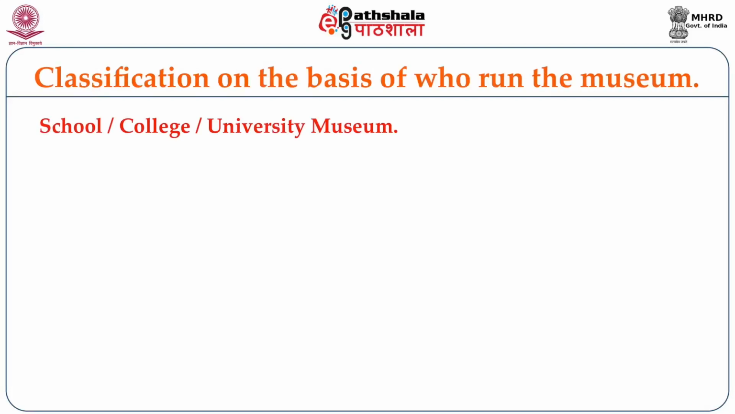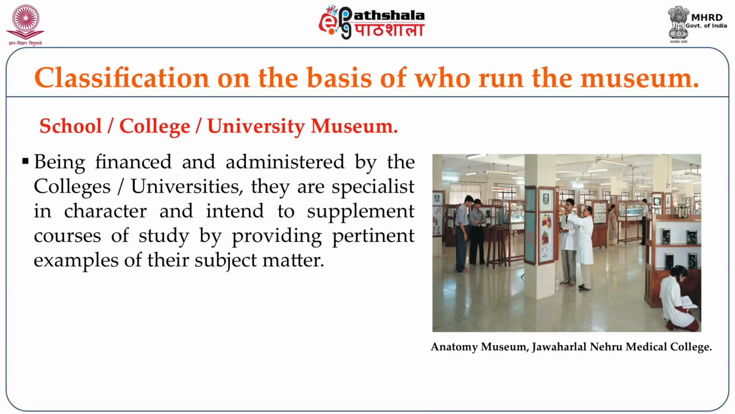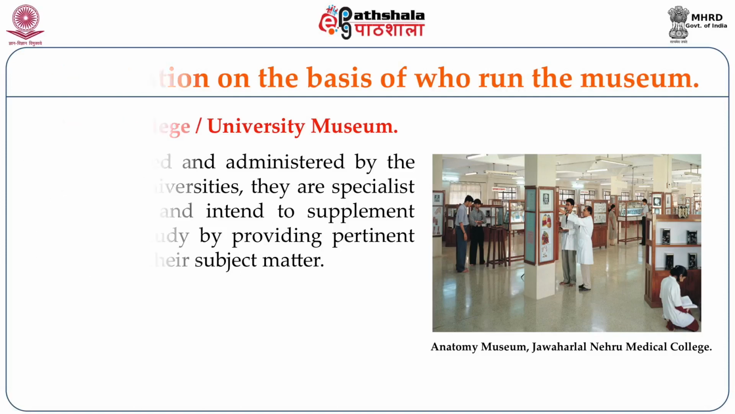Apart from this, there are many school, college and university museums. These are housed within that school, college or university. Being financed and administered by these institutions, they are specialized in character and intend to supplement the course of study by providing pertinent examples of their subject matter. Examples are the Anatomy Museum of Jawaharlal Nehru Medical College, the Pathology Museum of Calcutta Medical College, and the Ashutosh Museum of Indian Art, which is within the University of Calcutta.